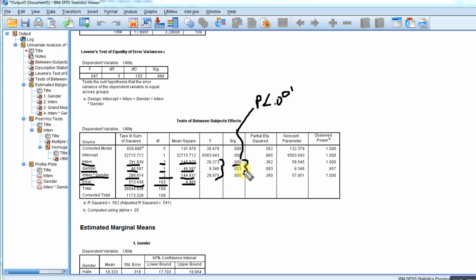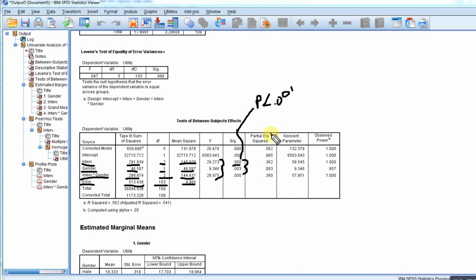So at any rate, let's say we assume an alpha level of 0.05, then you would see that really all three effects are statistically significant. There's a significant main effect for intervention, a significant main effect for gender, and a significant interaction effect when it comes to intervention by gender.